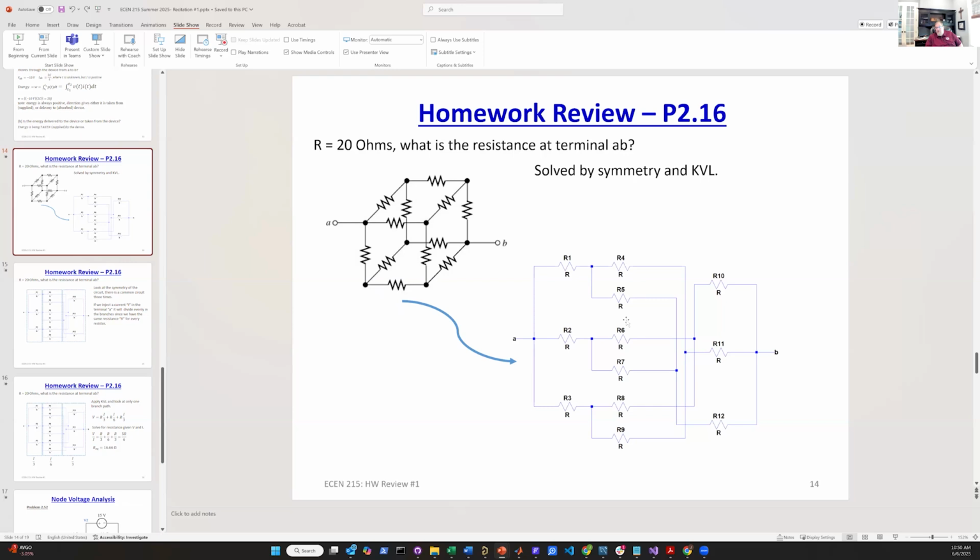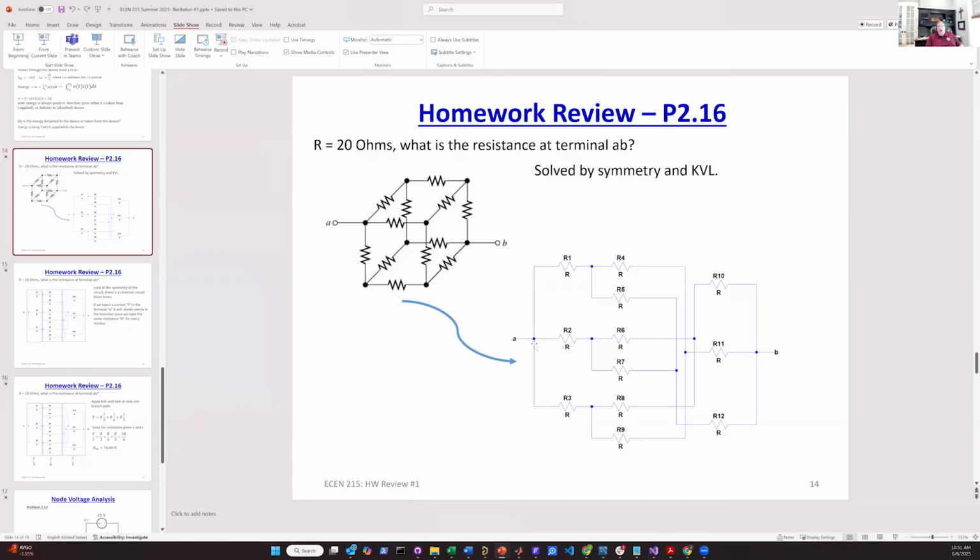I redrew the circuit right here in 2D form instead of 3D form. So basically we have this cube here, but we want to remap it. So it splits, and then it splits again, and then it all comes back together. So it goes into 3, into 6 elements, and then back to 3 elements. If you try to solve this for the equivalent resistance, you will hurt your brain.